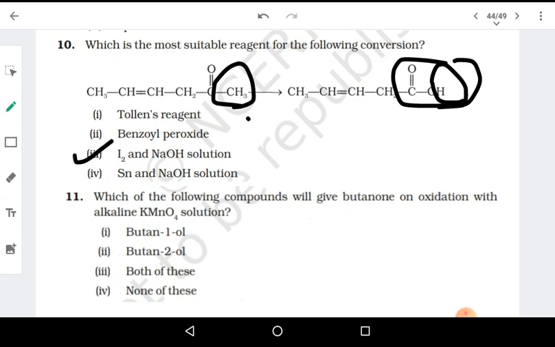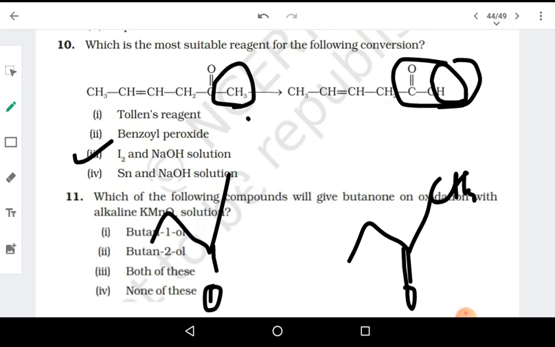Next, which of the compounds will give butanone on oxidation with alkaline KMnO4 solution? Pause the video and give the answer. What is the compound that we need? This is the compound that we need, right? Butanone. And we have to take which alcohol is needed. So this should be the alcohol. And what is that? It is butan-2-ol.